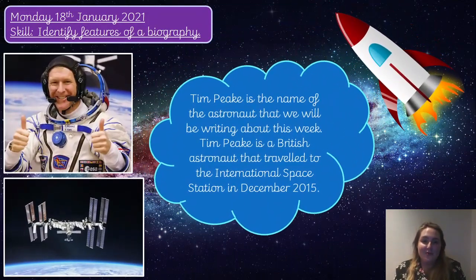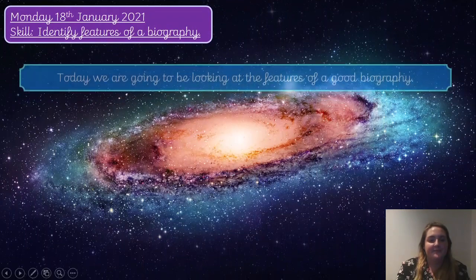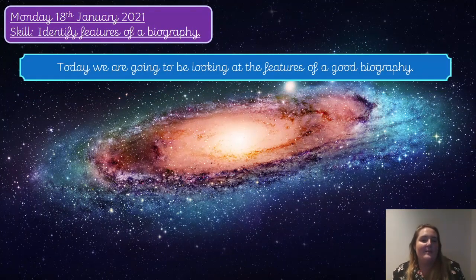And the astronaut we're going to be writing about is called Tim Peake. Tim Peake is a British astronaut that travelled to the International Space Station, also called the ISS for short, and he travelled there in December 2015. So this is him here, and this is the International Space Station. We're going to learn a little bit more about him and the ISS today and tomorrow.